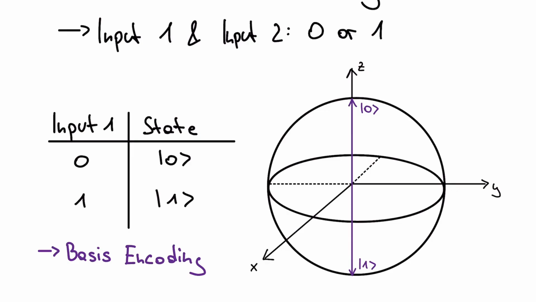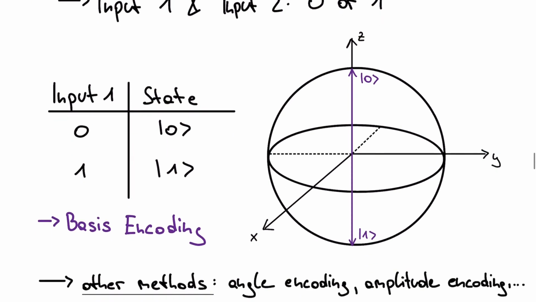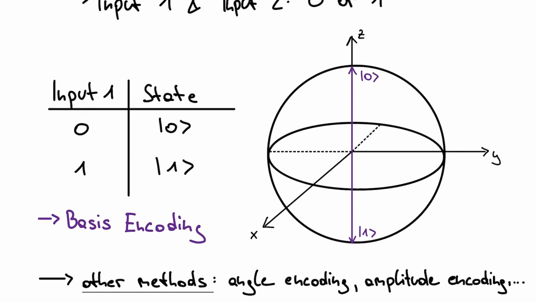But if we wanted to encode real numbers, like in image recognition tasks in machine learning, where pixel values are real numbers between 0 and 1, then we would need more than just 2 points on the Bloch sphere. We would need to use the entire surface of the Bloch sphere. For that, there are other encoding methods. For example, angle encoding or amplitude encoding. All of these methods do essentially the same thing. They assign a classical value to a specific point on the surface of the Bloch sphere. They just differ in how exactly they do this.